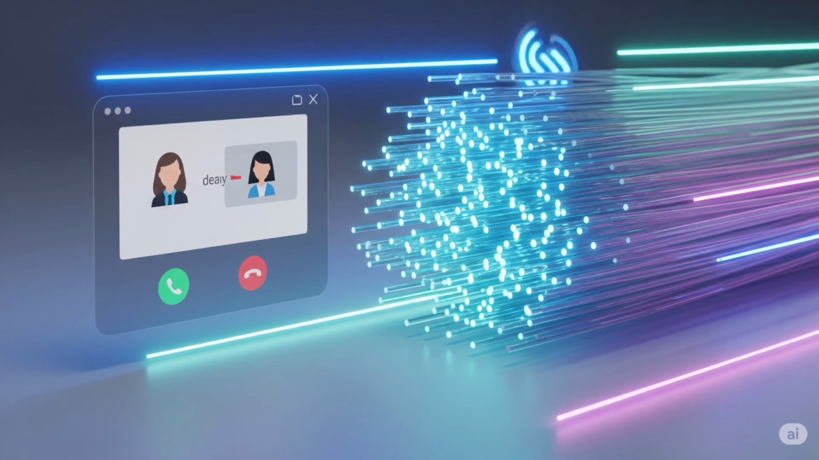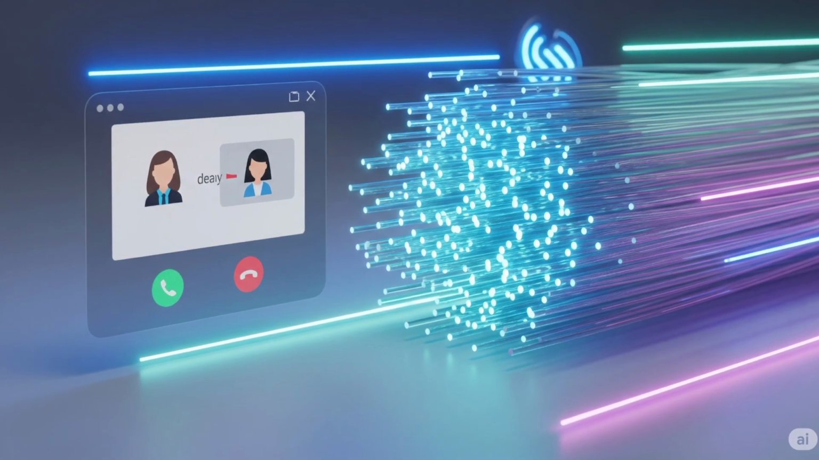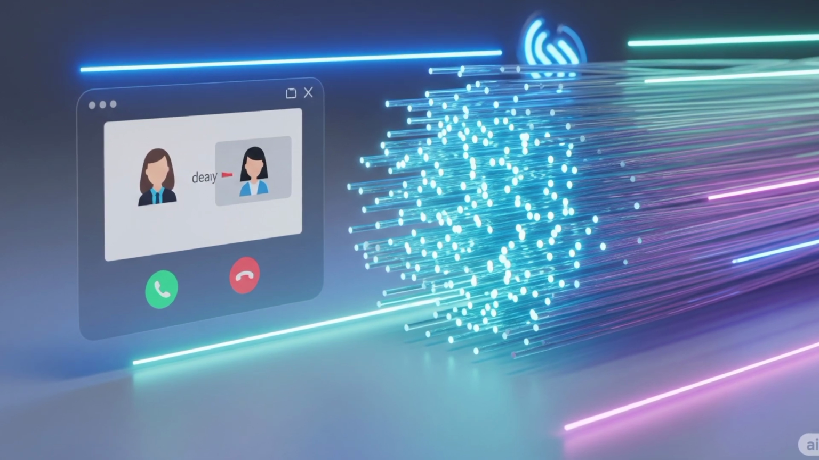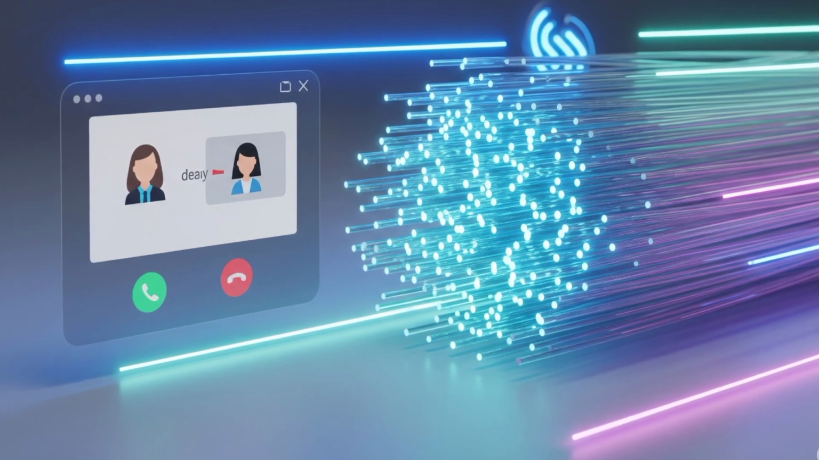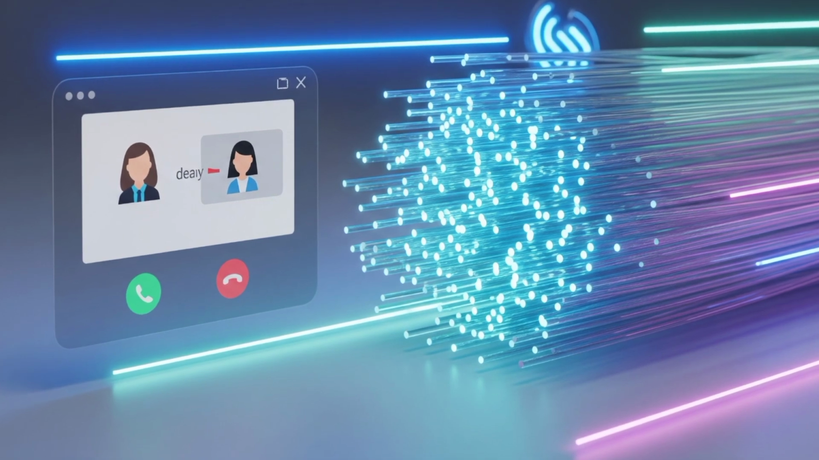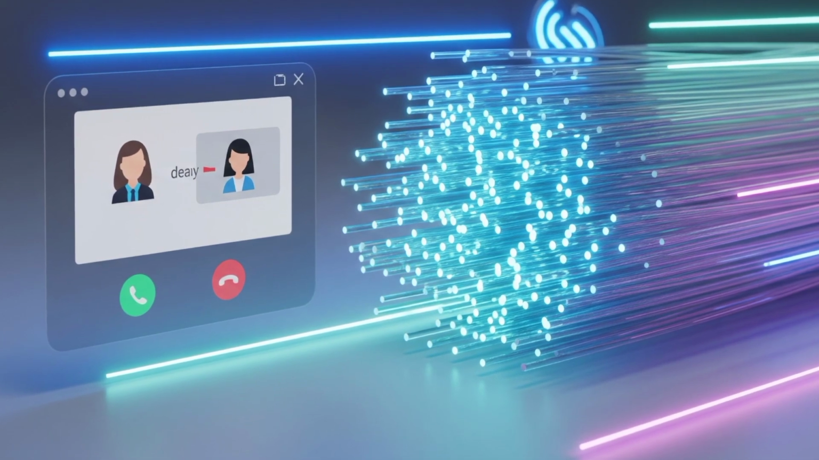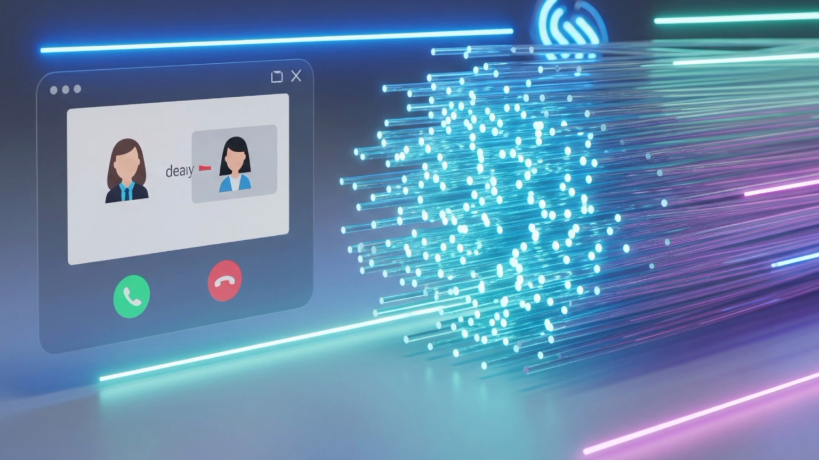Part 7. Speed, latency, and why the internet feels instant. The reason the internet feels instant is because light in fiber cables moves at about 200,000 kilometers per second. But there's still something called latency, the time it takes for your request to reach a server and come back. That's why a video call to someone far away might have a slight delay.